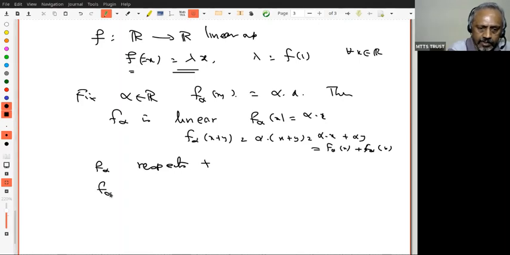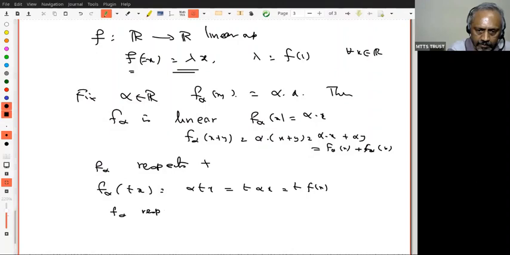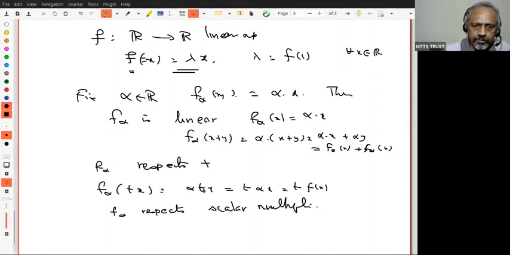And f alpha, does it respect scalar multiplication? That is the same as alpha times t x. Notice that alpha, t, x are all real numbers. Therefore, associativity and commutativity will tell me this is the same as t times alpha x. This is t times f of x. Therefore, f alpha respects scalar multiplication, right? Therefore, f alpha is linear.